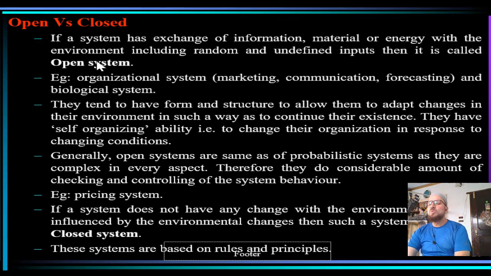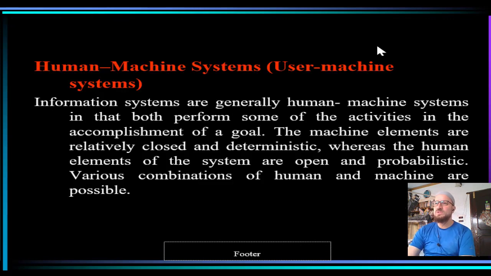Now there are open systems versus closed systems. In an open system, your system interacts with the environment and accordingly adapts. So we can have the adaptation, we can adapt as per the inputs and how the environment is behaving and all that. But in case of a closed system, there are rules, you cannot interact or change yourself as per the environment. Now one of the systems we have is called the human machine system or user machine system.